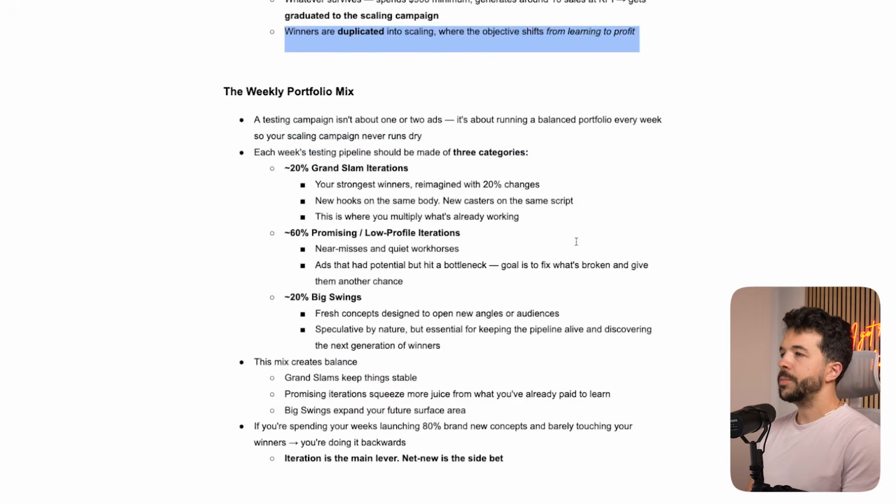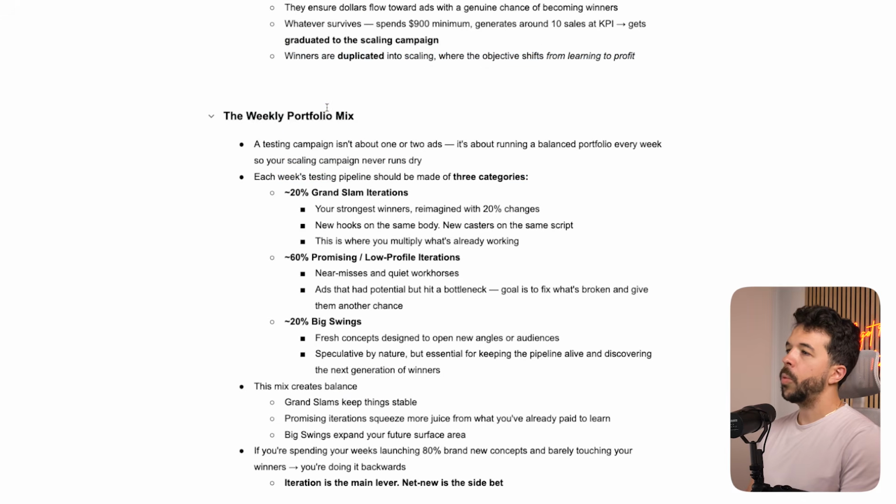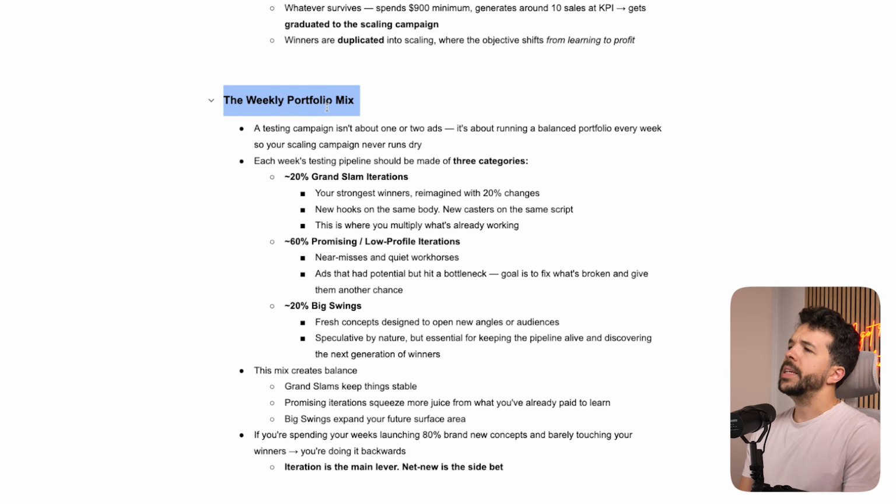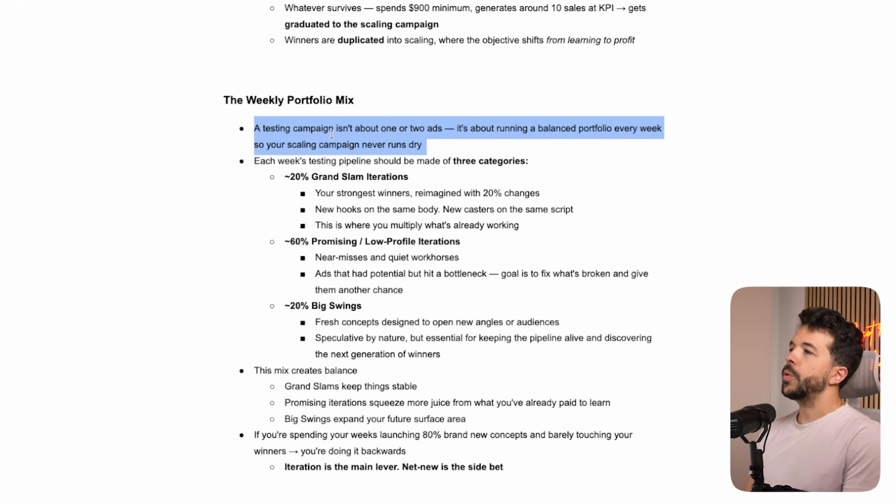Very simple, very straightforward. Then one more thing that you want to take into account when it comes to testing your ads is the weekly portfolio mix. A testing campaign isn't about 1 or 2 ads, but it's about running a balanced portfolio every week so your scaling campaign never runs dry. This is something that really changed our approach towards ad creatives, and this is something that really improved our results.